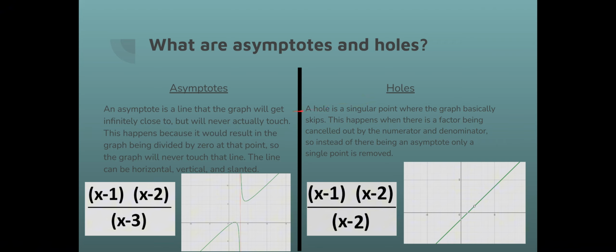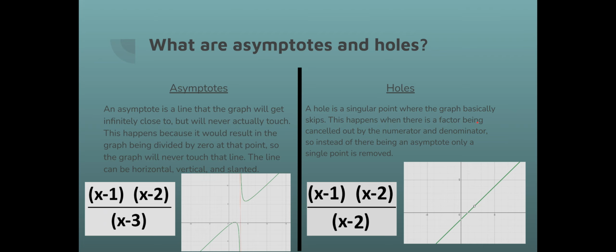The hole is a singular point where the graph basically just skips. This happens when there's a factor being cancelled out by the numerator and the denominator, so instead of there being an asymptote, only a single point was removed. Seen right here. Where x equals 2, then 2 minus 2 is 0, but it's also here, so normally you'd just be able to cross these two out. But it's a little bit different, because you can't have it exactly x equals 2, because it's still divided by 0.